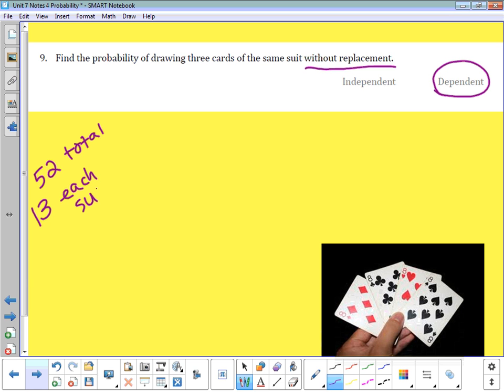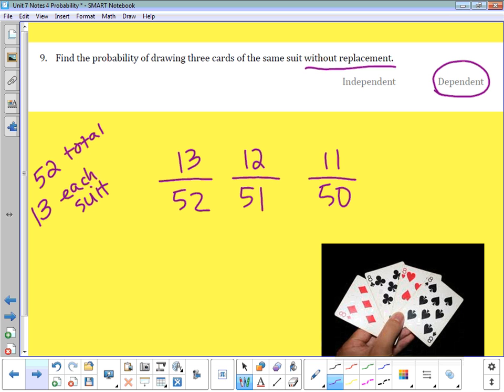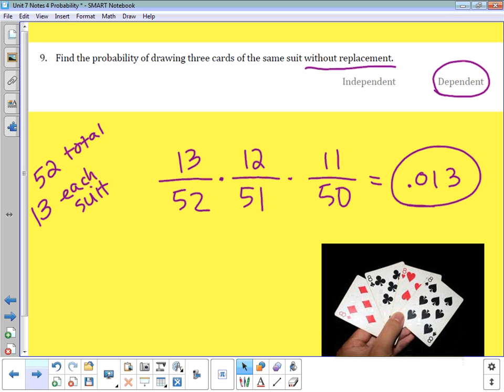So if I look at my 3 cards, there's a 13 out of 52 chance that I get one from one suit. I want the same suit, but now there's only 12 left out of the 51 cards total because I kept the first one out. Then there's only 11 left out of the 50 total, because I kept the second one out. So again, these are dependent, they're affecting each other. So multiply those all out, and I get a probability of 0.013.